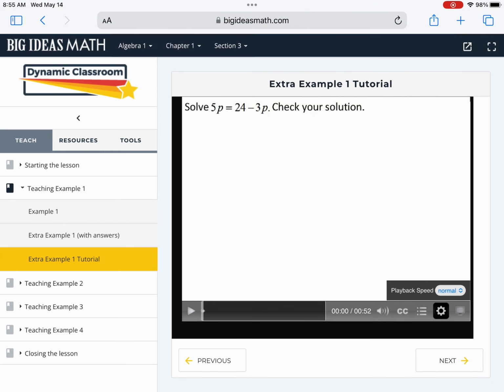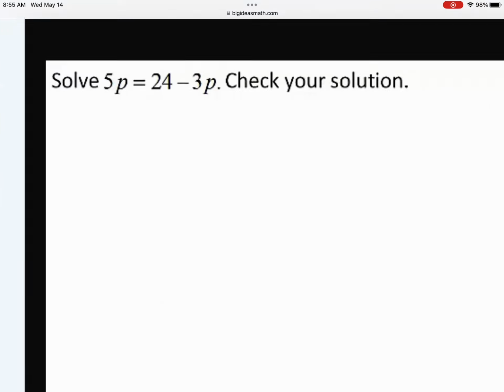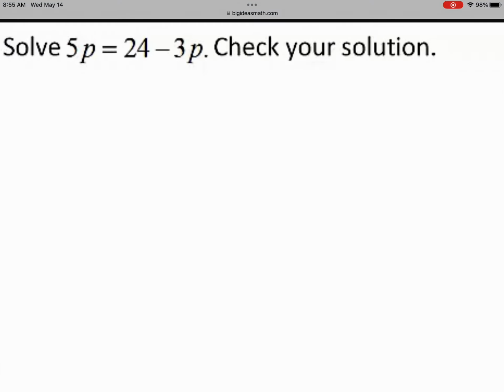Solve 5p equals 24 minus 3p. Check your solution. First write the equation. 5p equals 24 minus 3p.